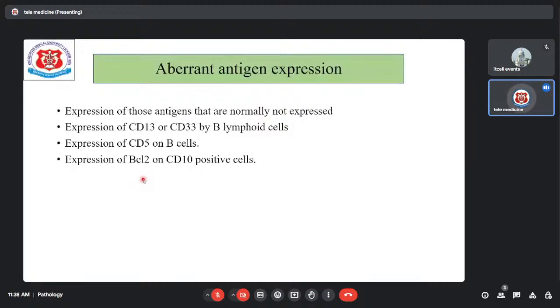This is about aberrant antigen expression, which I have already explained. It is the expression of those antigens that are normally not expressed, like expression of 13 or 33 by B lymphoid cells. You know 13 and 33 are markers of the myeloid lineage. If B cells start expressing them, it's abnormal. Similarly, expression of 5 on B cells. 5 is a T cell marker.